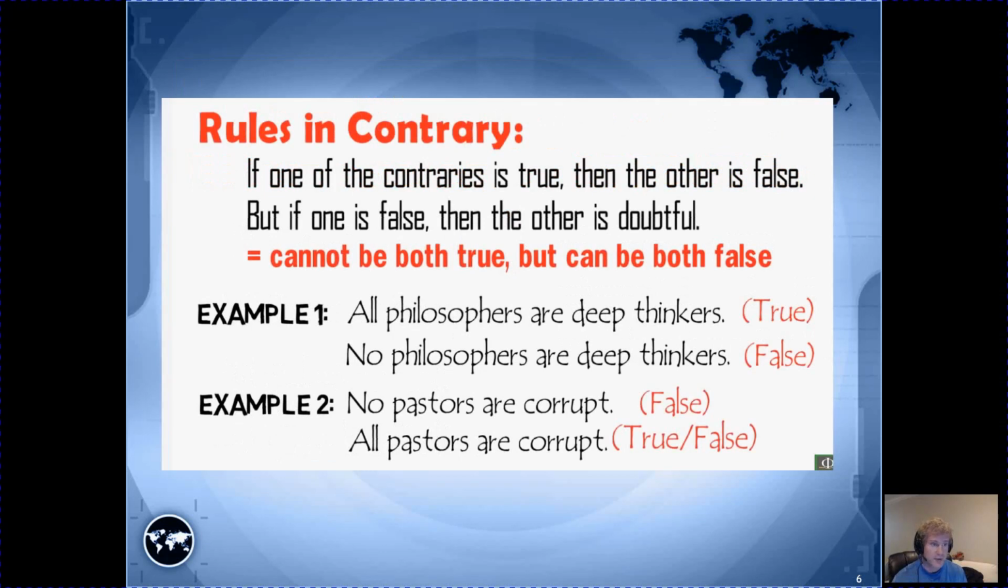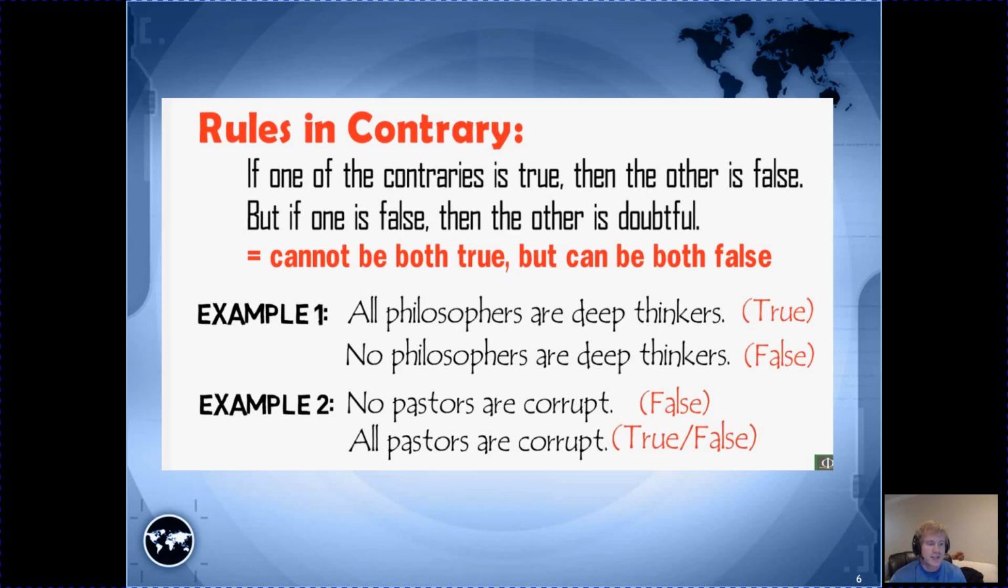Let me give you an example. The rule in the contrary: for instance, all philosophers are deep thinkers. No philosophers are deep thinkers. Let's just say, for the sake of argument, that it is true that all philosophers are deep thinkers. Then if we believe that to be true, or we prove that it's somehow true, then "no philosophers are deep thinkers" must be false. Again, it's universal. It's concrete. It's black and white.